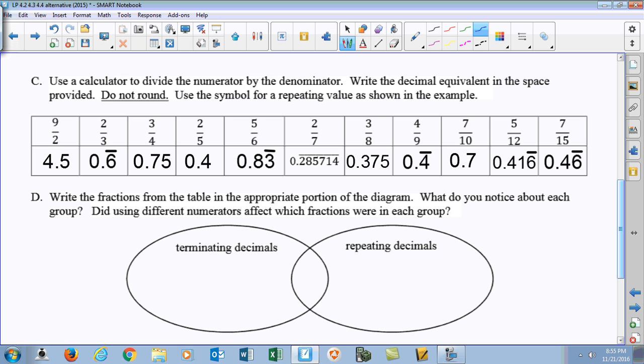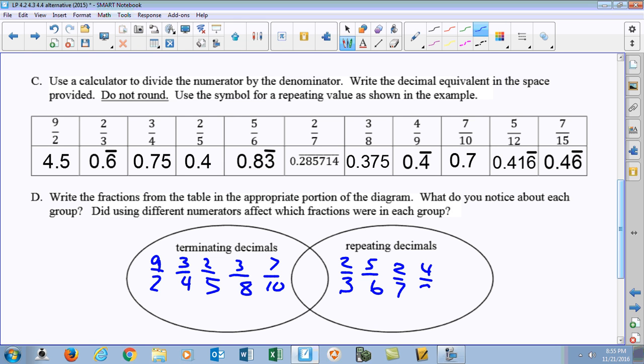So if we go ahead and fill these in, the terminating decimals are 9/2, 3/4, 2/5, 3/8, and 7/10. And the repeating decimals are 2/3, 5/6, 2/7, 4/9, 5/12, and 7/15.